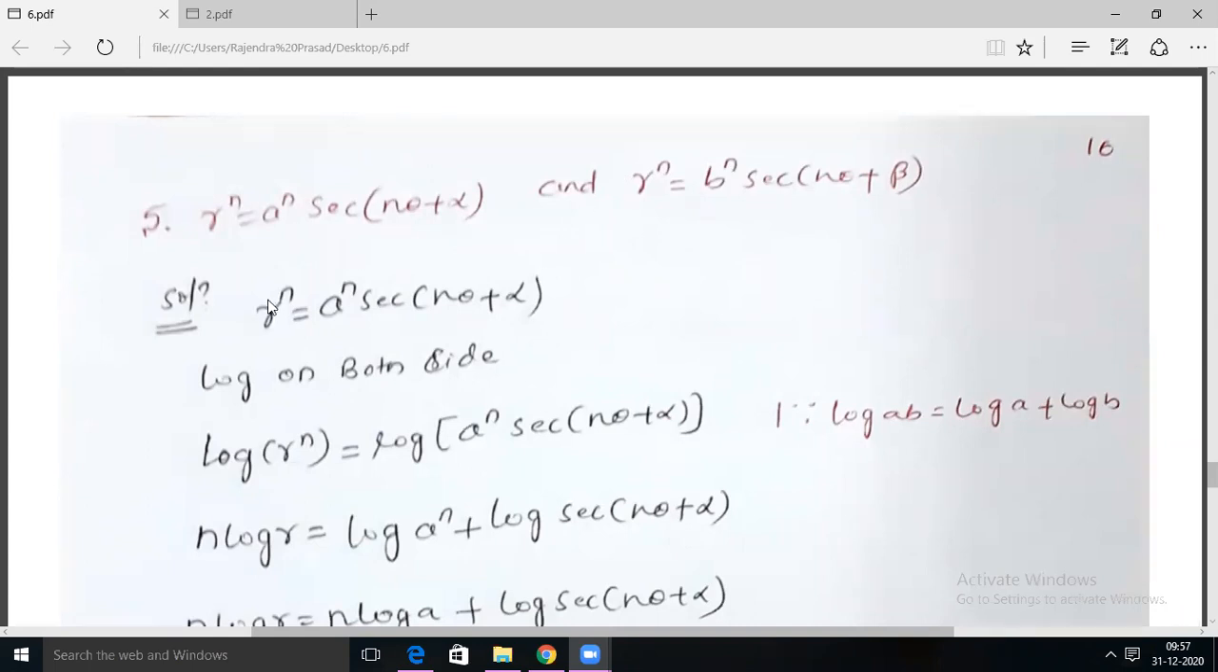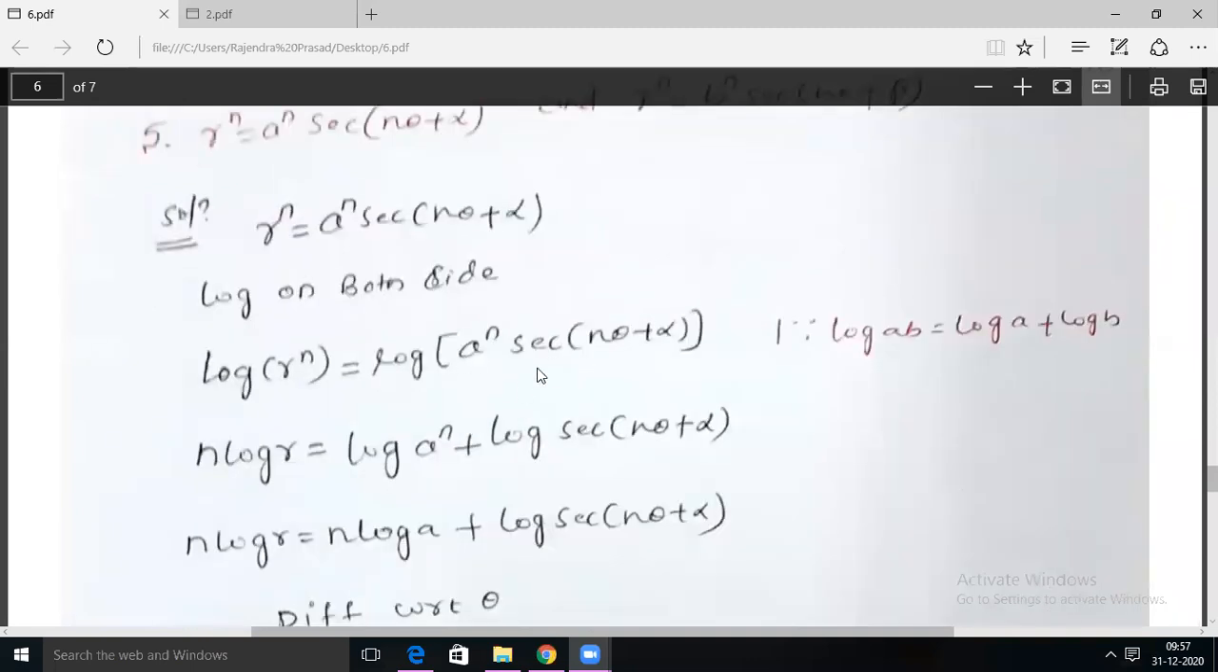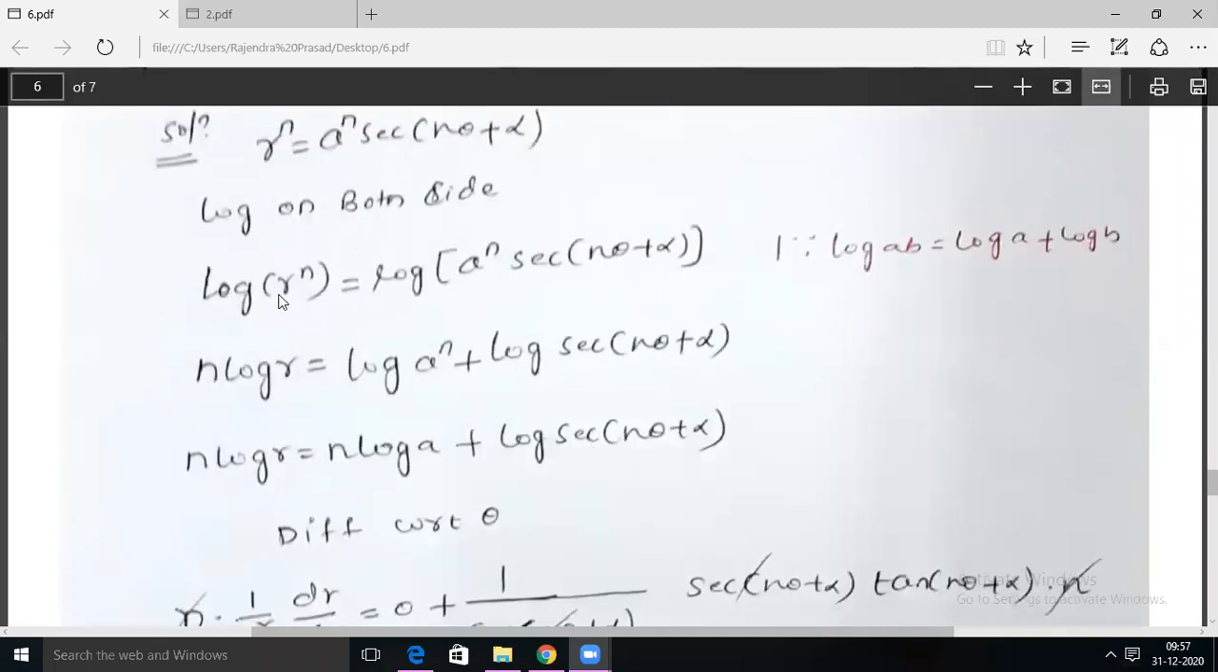First, we shall consider r^n = a^n sec(nθ + α). We have to find φ1 and φ2, explicitly if possible. Otherwise, in terms of tan φ1, we shall consider the tan(φ1 − φ2) formula. Taking log on both sides, log r^n = log of a^n into sec(nθ + α). This is of the form log(ab), which is log a plus log b.